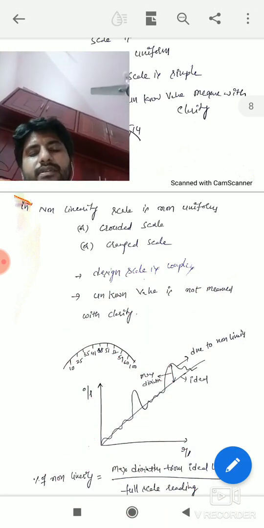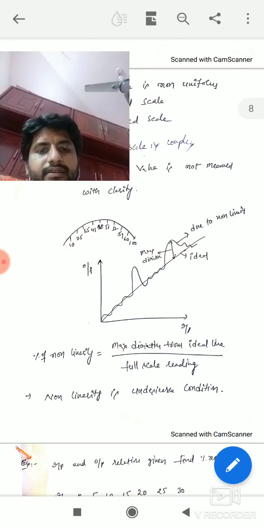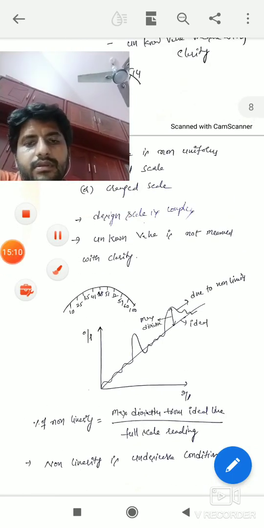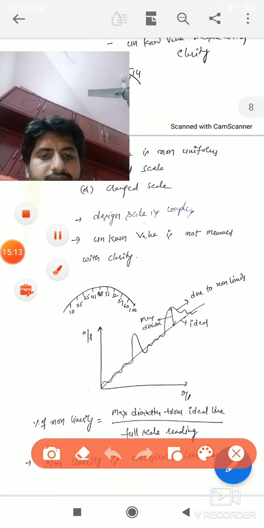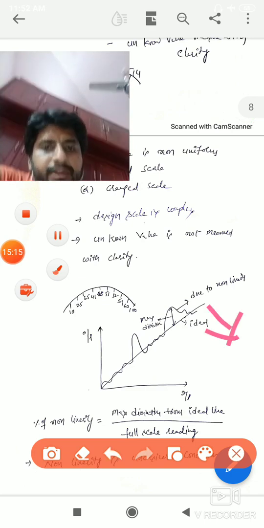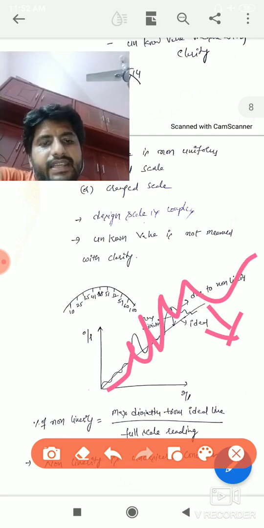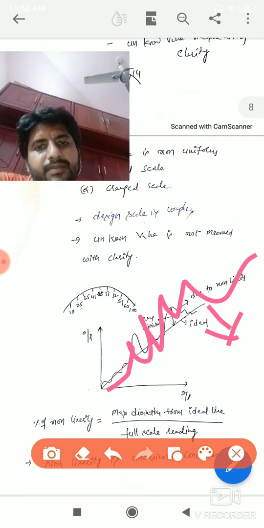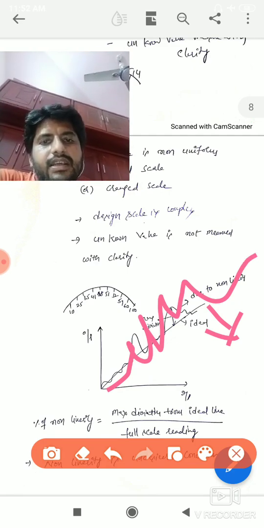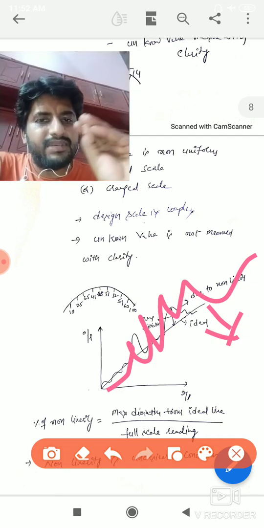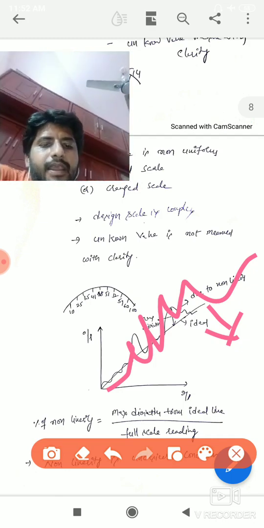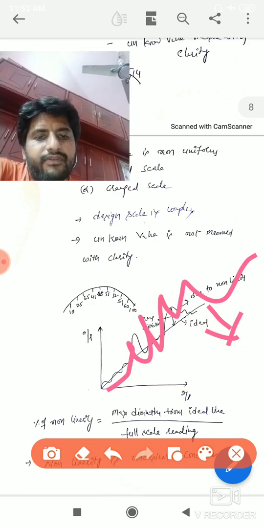So this is the figure. This is my ideal line, right? And this is the non-linearity present in the system. The difference is nothing but a deviation, right? So how much non-linearity is present in the system? That can be found from the maximum deviation from the ideal line.